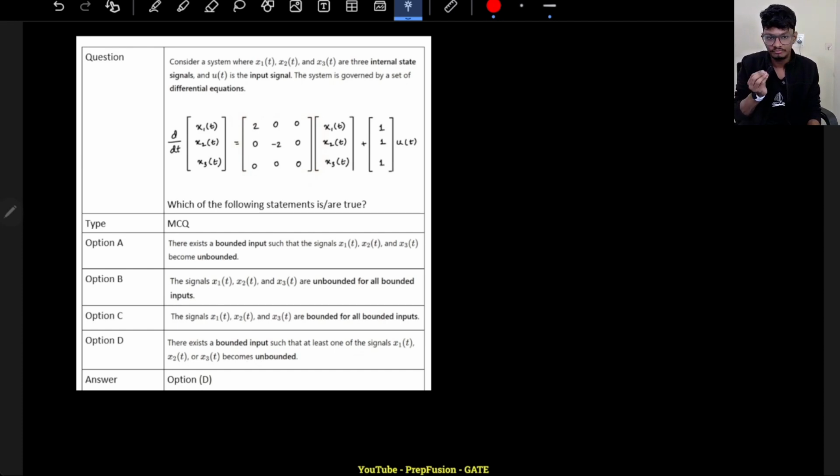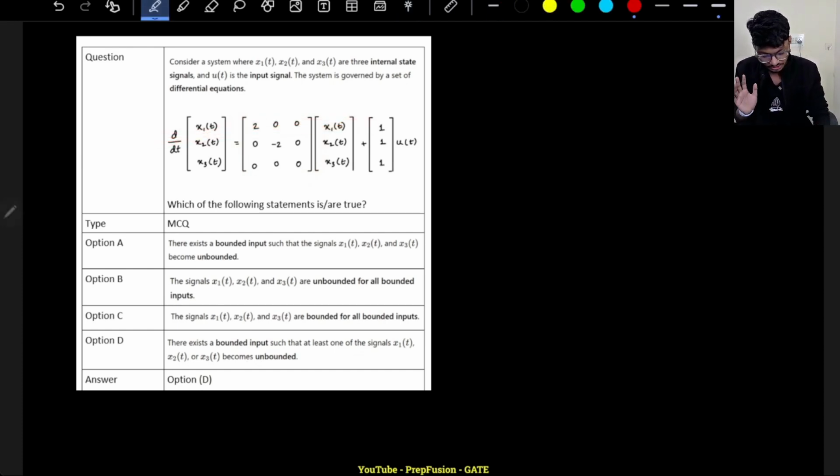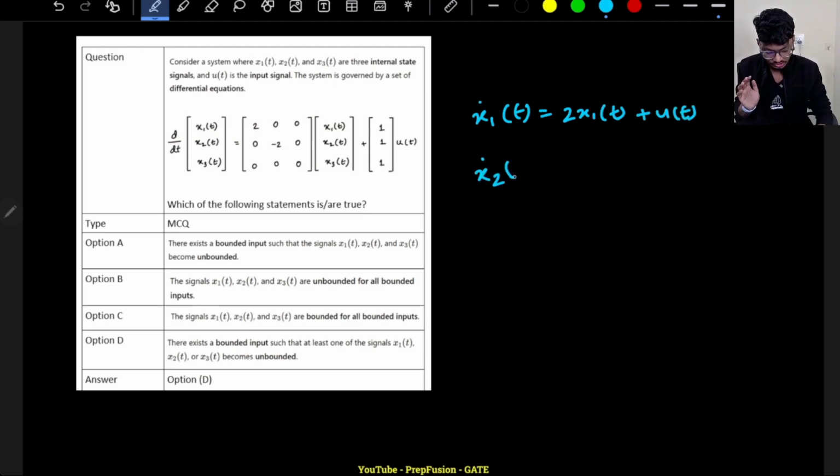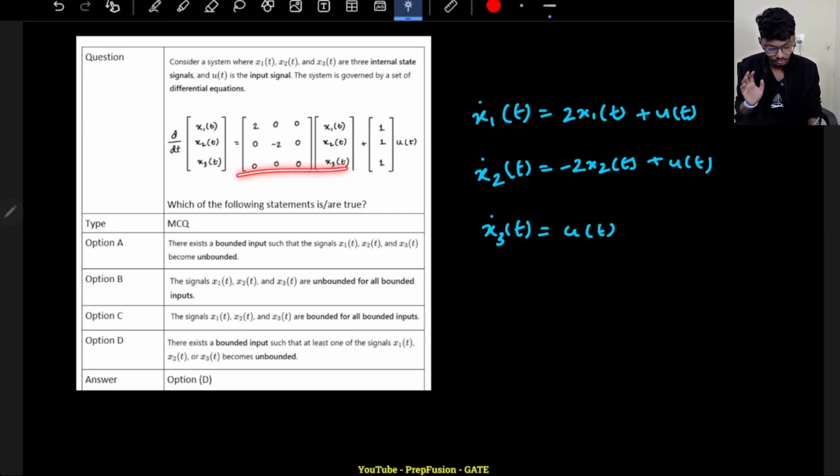So you don't even have to find out the location of the poles. Just write the state equations properly. My first equation is this one: x1 dot of t equals 2x1 of t plus u of t. Then I have another state equation, x2 dot of t equals minus 2x2 of t plus u of t, and x3 dot of t equals u of t, because the last row is totally 0. So these are the equations, right?